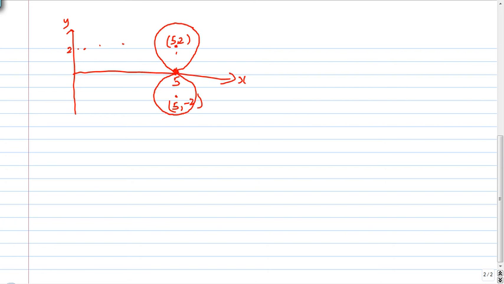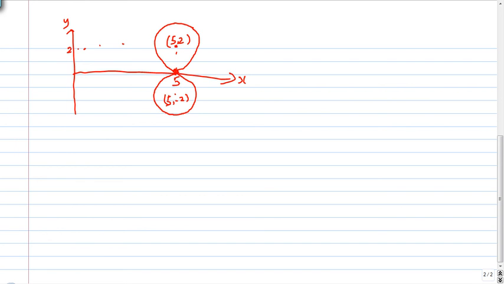Alright, so this is a little messy. This point is 5, negative 2. Still not good enough. Let's write it again. 5, negative 2.